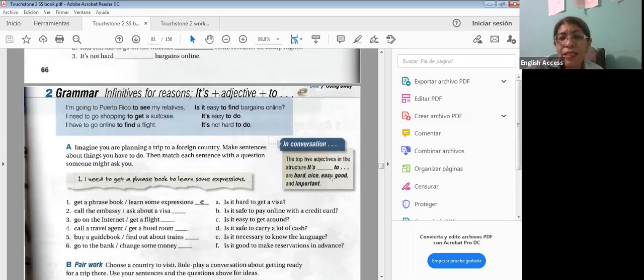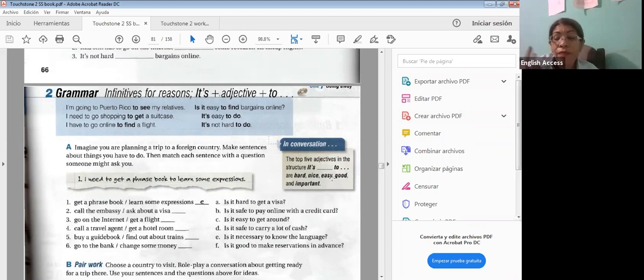In conversation, it says that the top 5 adjectives in the structure it's to are hard, nice, easy, good, and important. That means that these are like the most common, okay? It's hard to, it's nice to, it's easy to, it's good to, it's important to, okay? They are really, really common. So once again, questions about the grammar, guys? No. No?